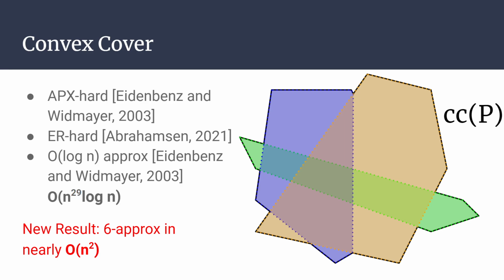So on all values of n, our algorithm will run faster, and it will produce fewer pieces. So we've managed to make a pretty good improvement on the current work. And our algorithm runs in nearly quadratic time, so it's a little bit more feasible for implementation.